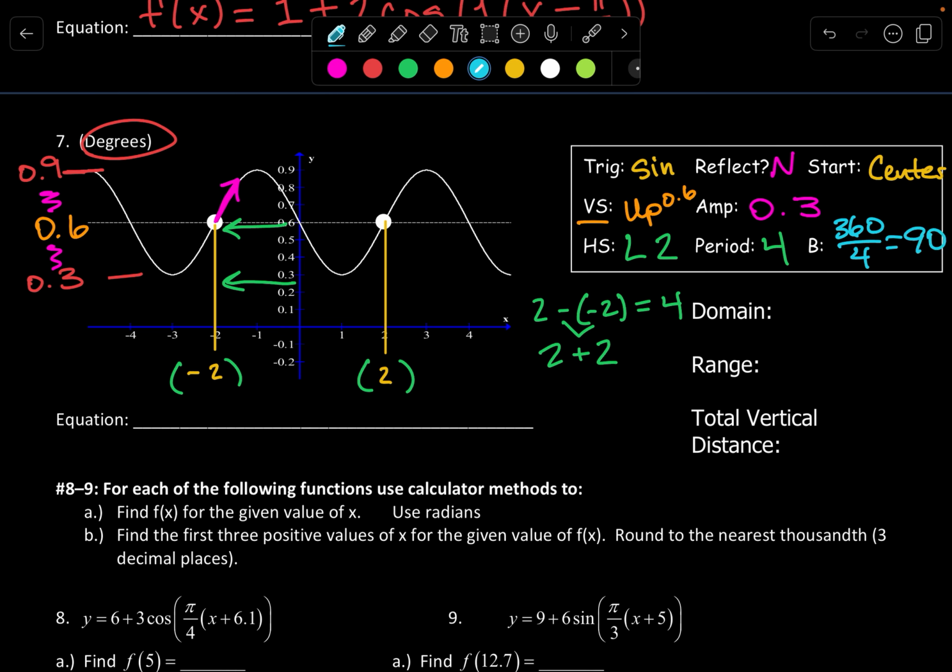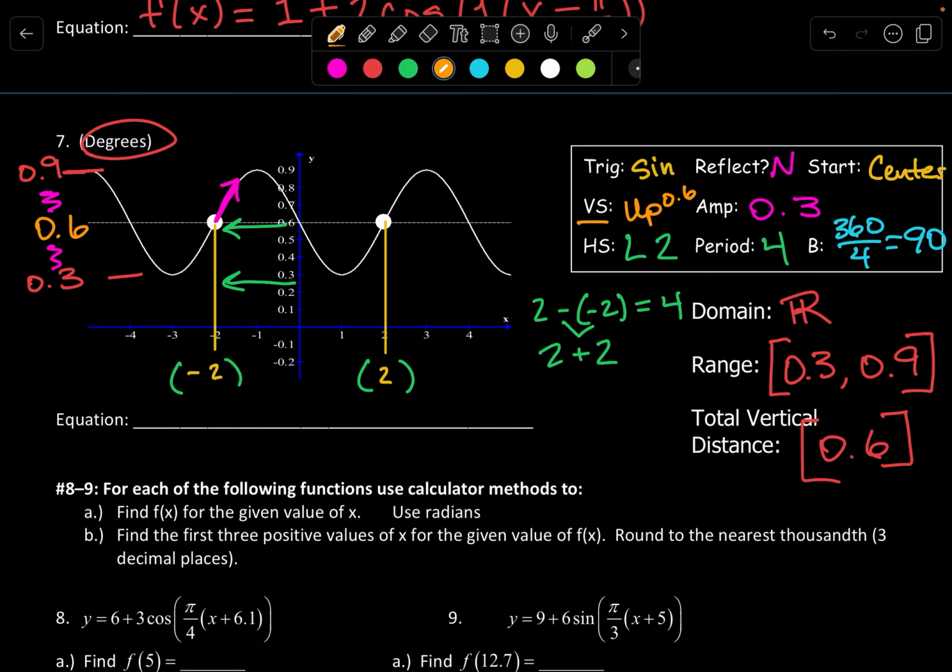All right. This is a sine graph, so it's got a domain of all real numbers. It has a range. The lowest y value is 0.3, and the highest is 0.9. And the total vertical distance from 0.3 to 0.9 is 0.6. So I've got all my information.